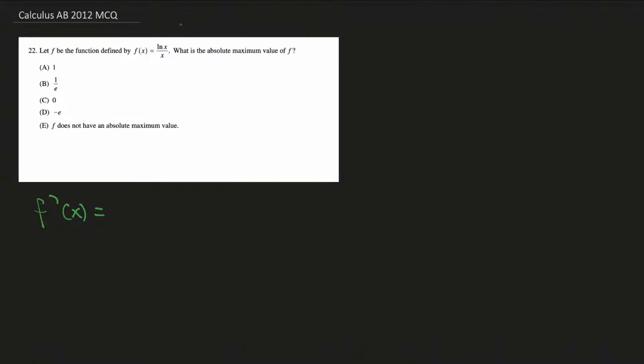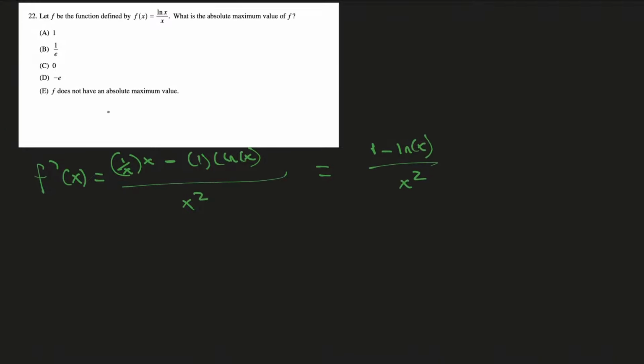We take the numerator's derivative, which is 1 over x, multiplied by the denominator, minus the denominator's derivative, which is 1, multiplied by the numerator, over the denominator squared. And this gives us 1 minus ln of x over x squared. Because we're figuring out critical points, we set this equal to 0. 1 minus ln of x is equal to 0, and ln of x is equal to 1, which would imply x is equal to e. So our critical point occurs at x equals e.